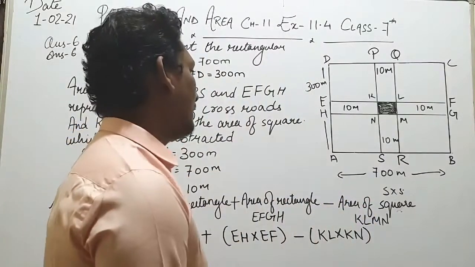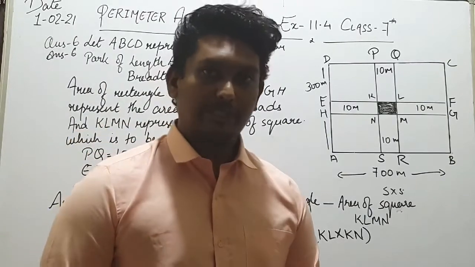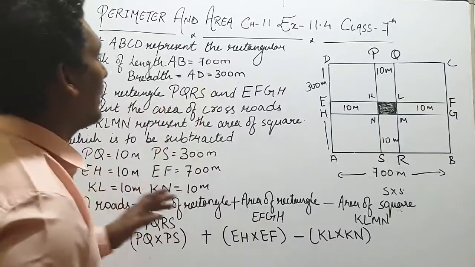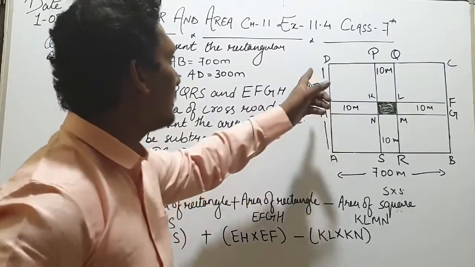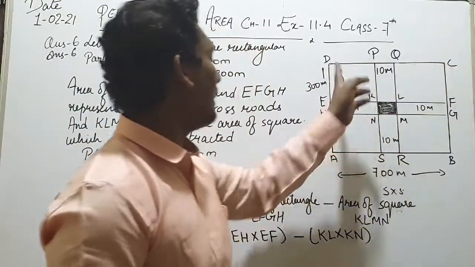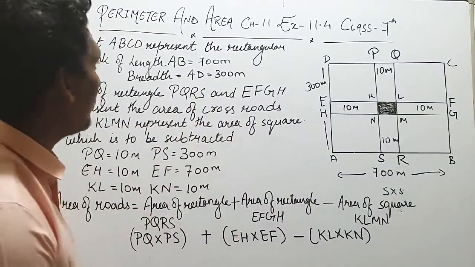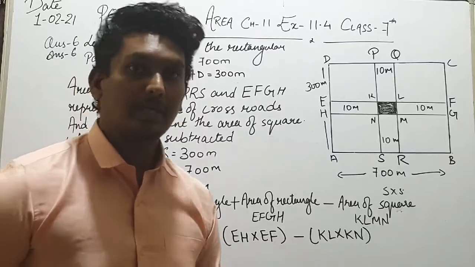First thing, I just want to explain the figure. Here ABCD represents the rectangular park. This is ABCD, the rectangular park whose length is 700 meter and breadth is 300 meter.